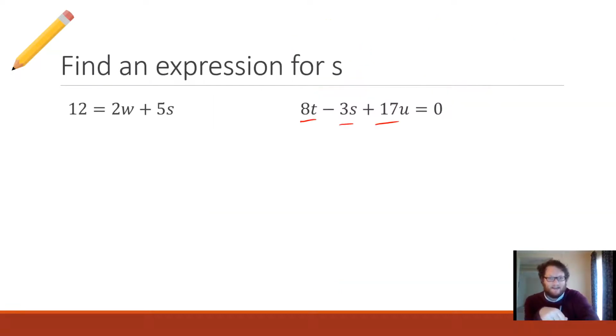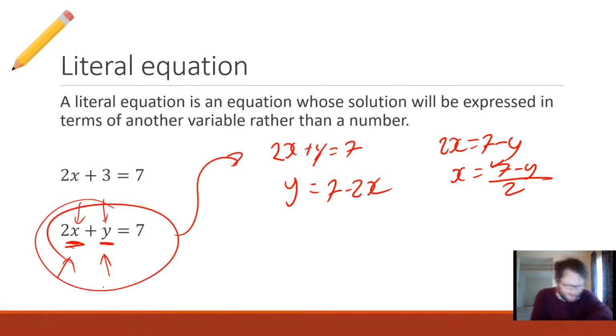So getting back to this main idea that we were talking about, we've got two unknowns. How do we make an equation like this?